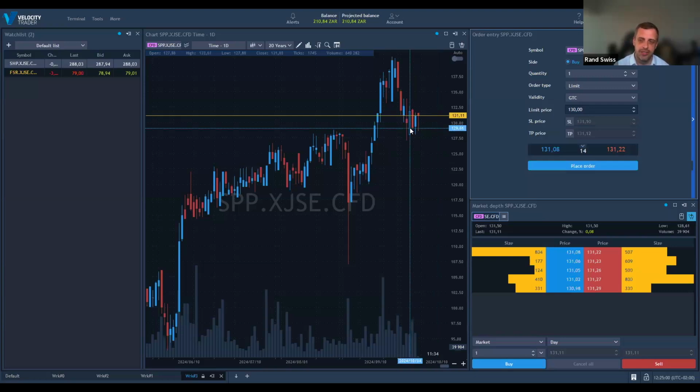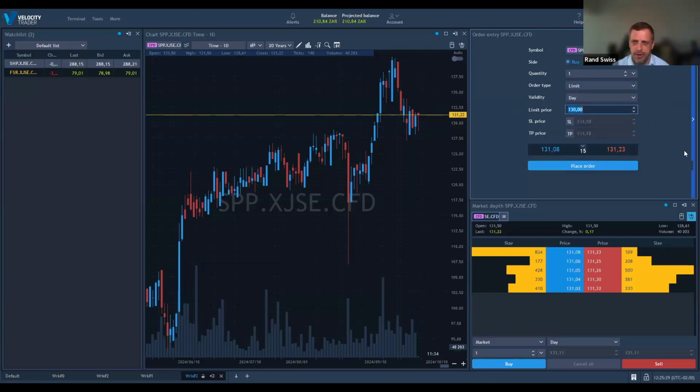So with good till cancelled, the order will lie there until SPAR comes down to 130, or I can manually go and cancel it myself. That's the difference between day order and GTC. A day order is there until the end of the day. If it doesn't trade, it gets cancelled. Tomorrow I have to log in and place the order again. GTC stays there until it trades or until I manually cancel it. Okay, so that's day, market, and limit.